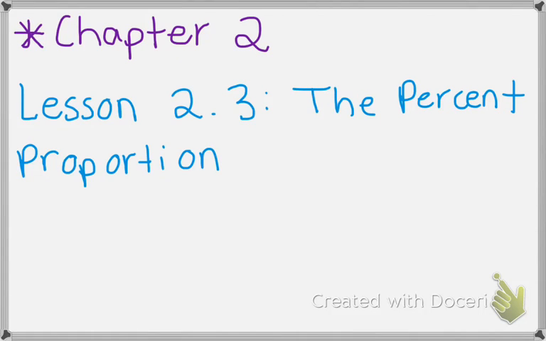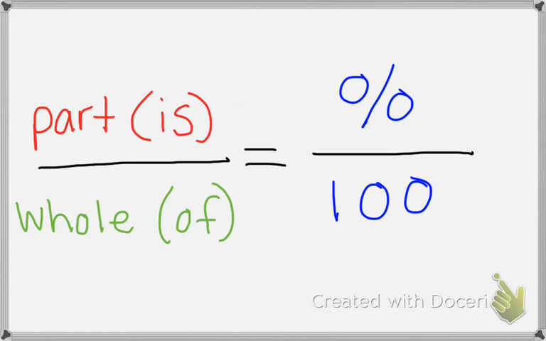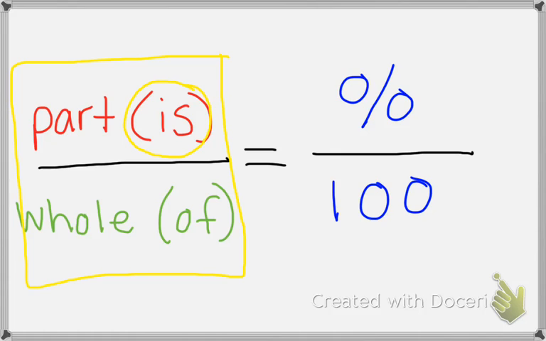Okay, this lesson's on Chapter 2, Lesson 3, the percent proportion. So here's the percent proportion. On the left side is part over whole, and on the right side is percent over 100. If you look at the left side, part over whole, you see that I have part and then in parentheses, is. When you're reading a word problem and you see the word is, it correlates with the part. When you see the word of, it correlates with the whole.